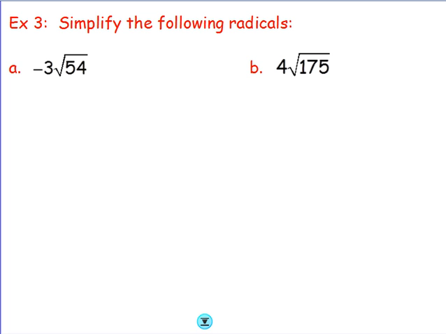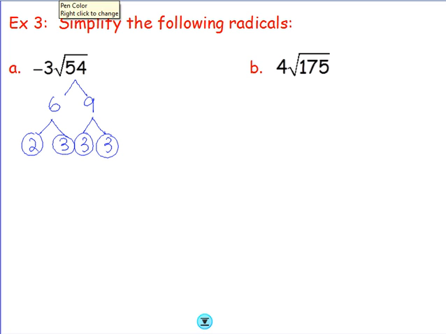So first, let's look at just the 54. That is 6 times 9. 6 is 2 times 3, both primes. 9 is 3 times 3, both primes. We're looking for our pairs. Pair of 3s, cross them off. Bring a 3 outside. This 2 and this 3 stay inside.